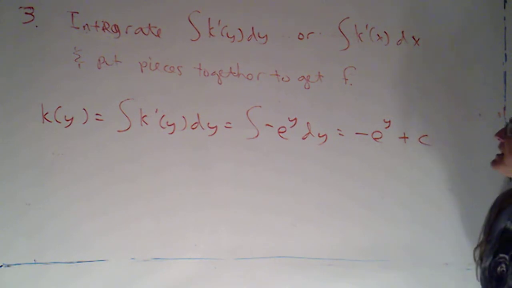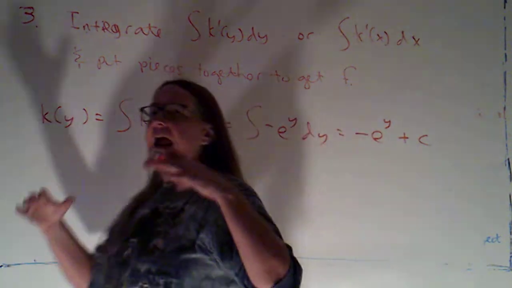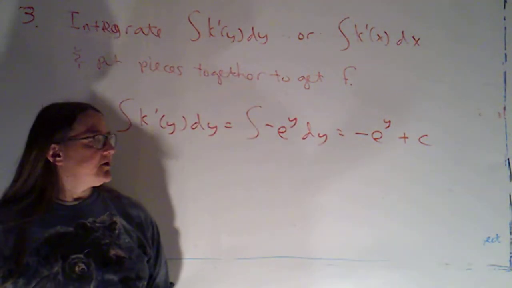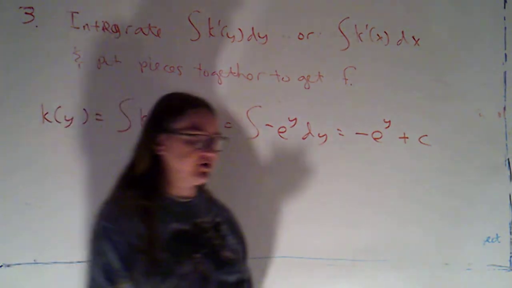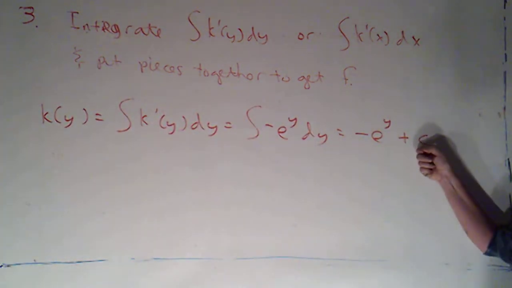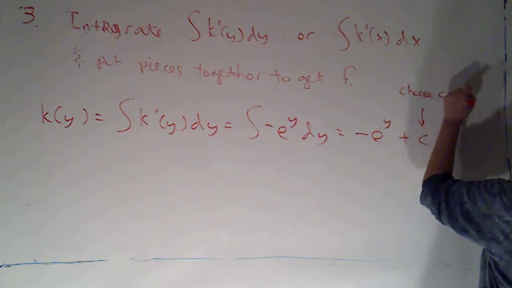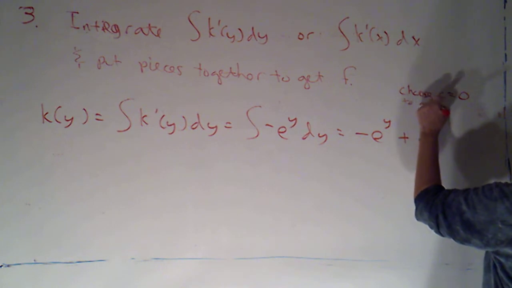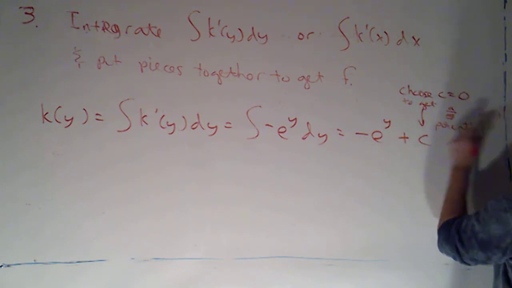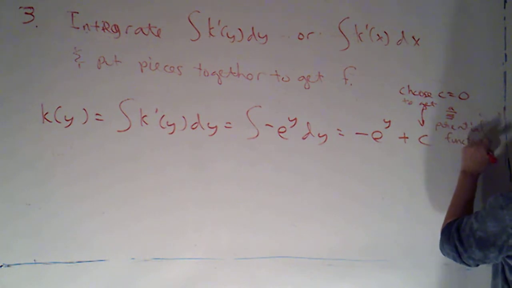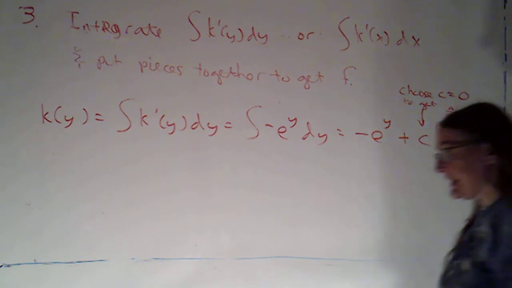Okay. Now, in this particular case, I was just trying to find a potential function. Be sure you read the directions carefully. Almost always you will be asked to find a potential function. So I don't need infinitely many of them. So I'm just going to choose c equal to 0 to get a potential function. I'm not trying to find all of them. I just need one that I can use in this particular problem. Okay. So I'm able to say that k of y is negative e to the y.